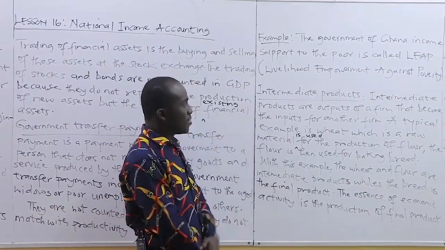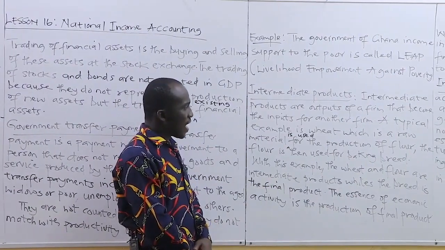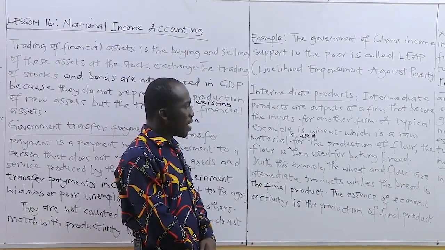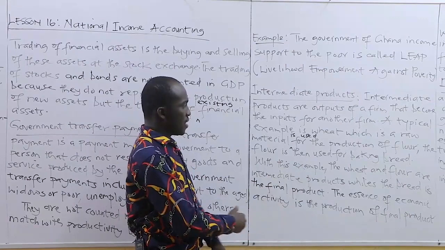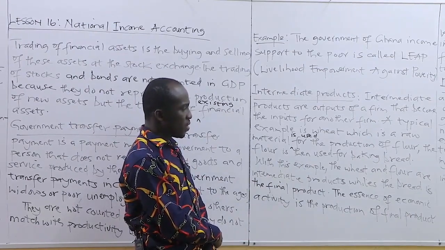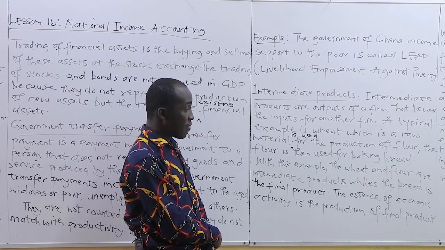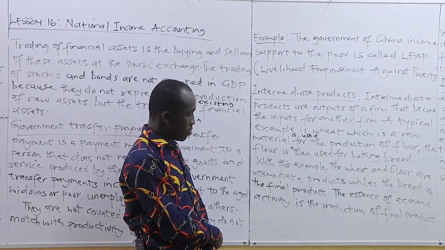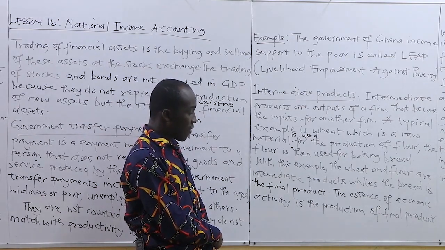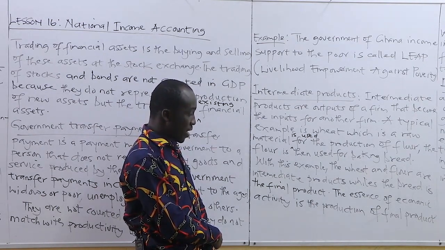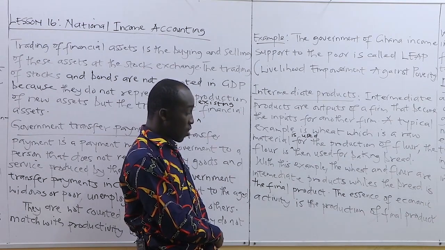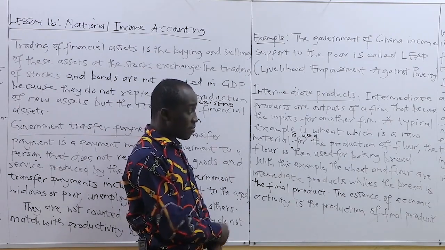We have intermediate products. Intermediate products are output of a firm that become the input for another firm. A typical example is wheat, which is a raw material, used for the production of flour, and the flour is then used for baking bread. With this example, the wheat and the flour are intermediate products, while the bread is the final product. The essence of economic activity is for the production of the final product.